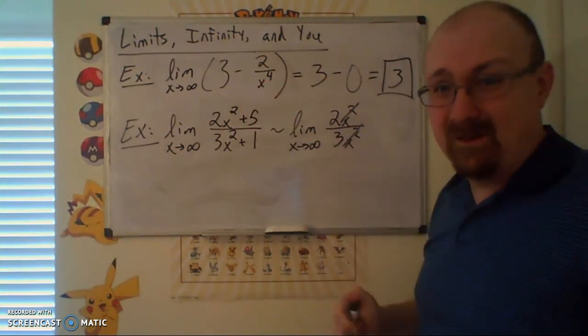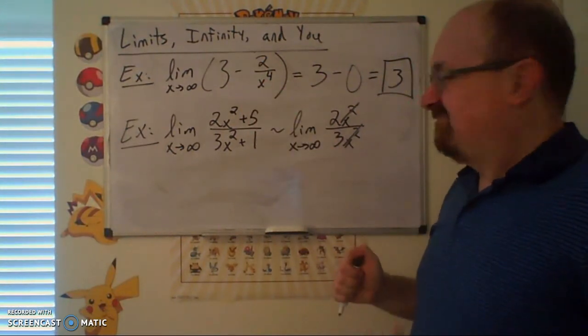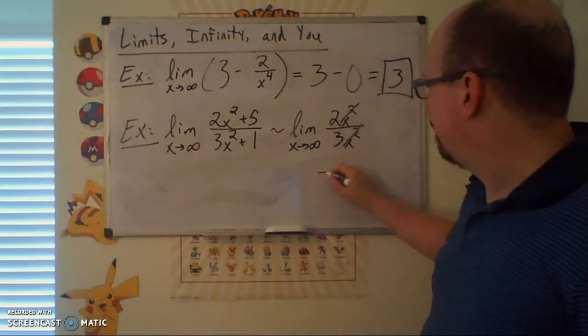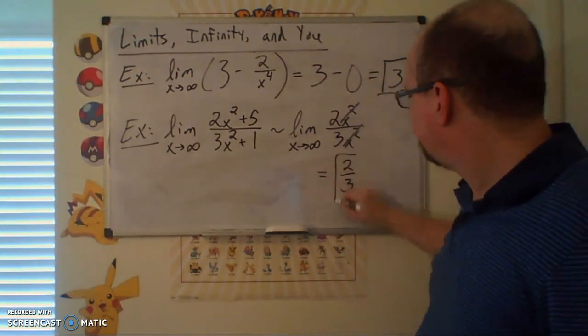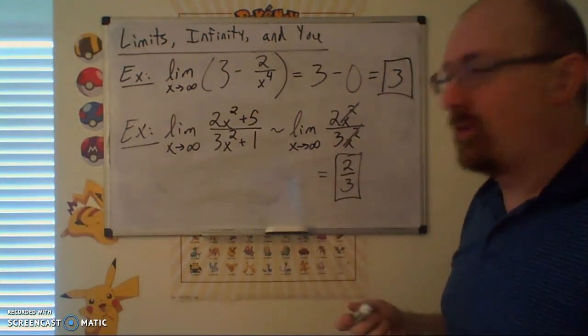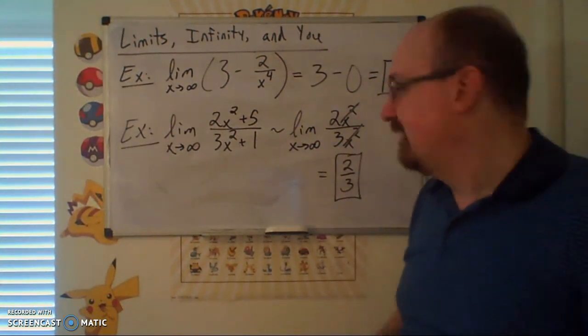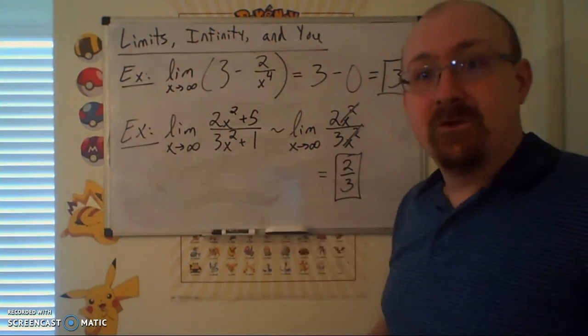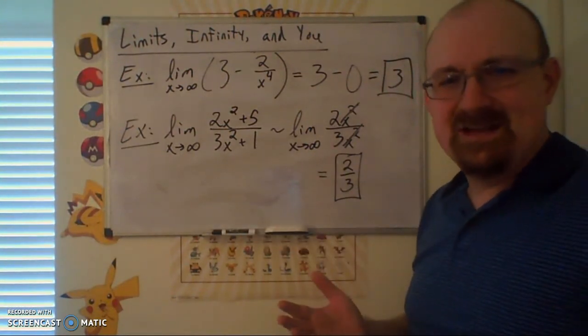Kind of like the 3 in the previous example, it just wants to be left alone. It just wants to be 2/3. And again, the numerical or the graphical representation of this will end up verifying that same kind of behavior for you. So we've seen a couple of these now.